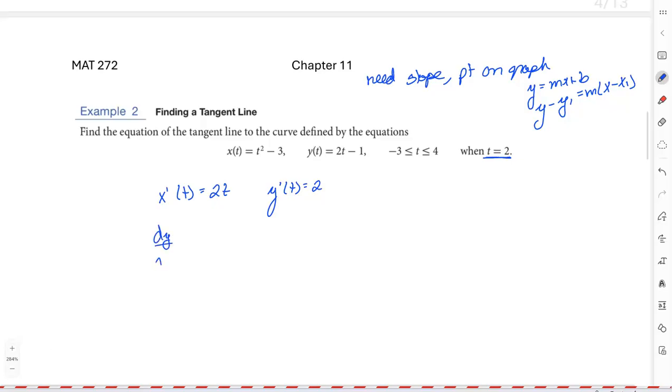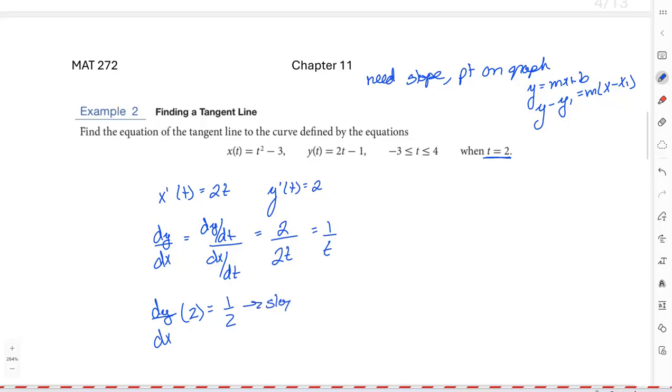So dy over dx is dy over dt over dx over dt. So we're going to have 2 over 2t, which is 1 over t. We want to know what's happening at that moment when t is equal to 2, so we're going to plug a 2 in, and we're going to get 1/2 for our slope.